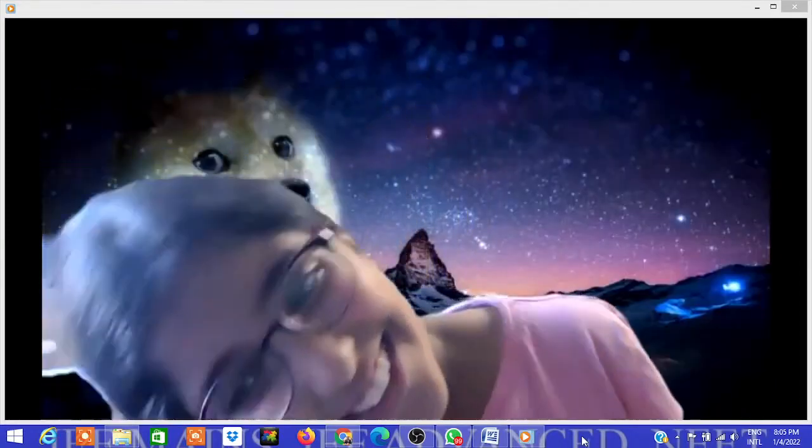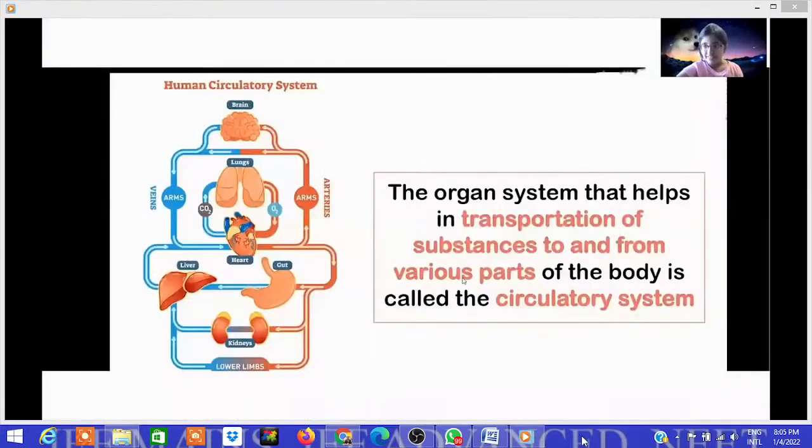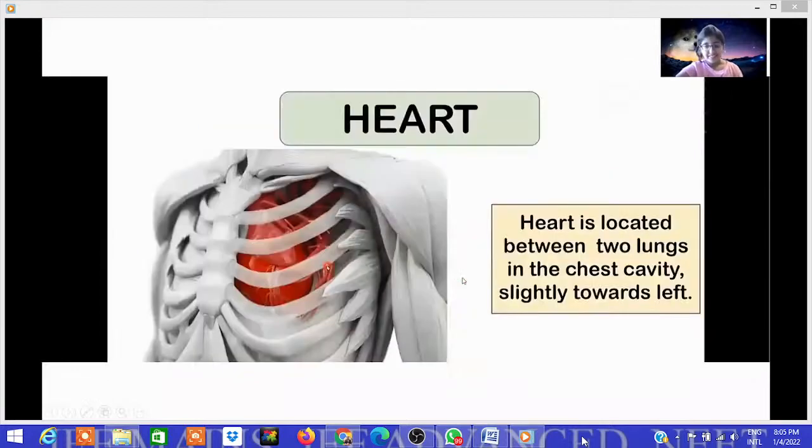Okay, so now let's find out this fact. Are you ready? Would you like to know this fact? Yeah. Okay, so here you can see the heart is located between our 2 lungs. That means in the middle of our chest cavity, slightly towards the left. The tip of the heart is slightly towards the left, so that is why people say the heart is there at the left side of the body. A little part of the heart is towards the left, so that is why they just say that the heart is at the left side of our body.